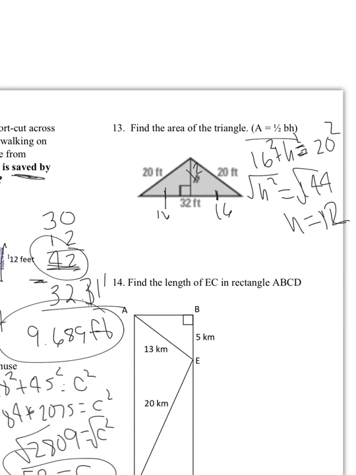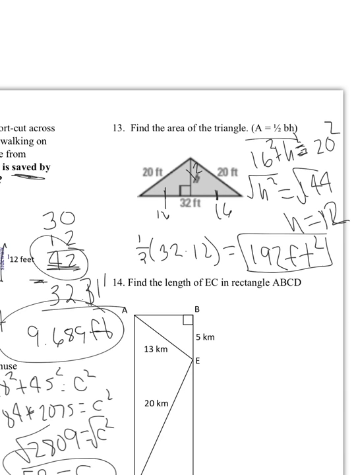So this is 12. So as far as the area, it's either 1/2 times the base times the height, or some of you do base times height divided by 2. It does the same thing. It's 1/2 times the base of 32 times the height of 12. Or if you do 32 times 12 and divide that by 2. And that is 192 feet squared. Something we haven't talked about, but you should remember area is squared.